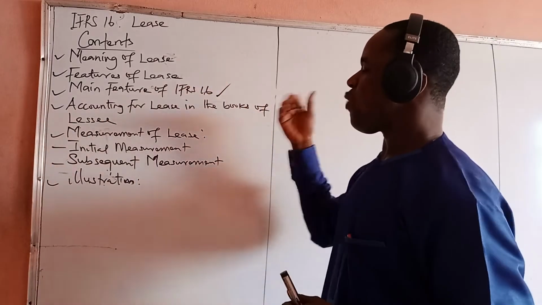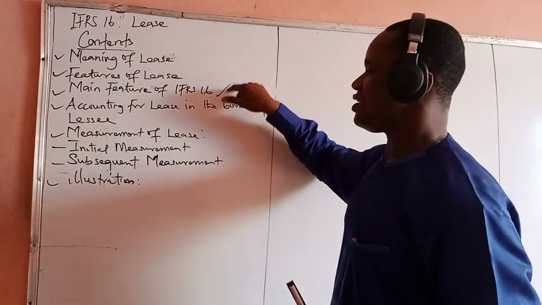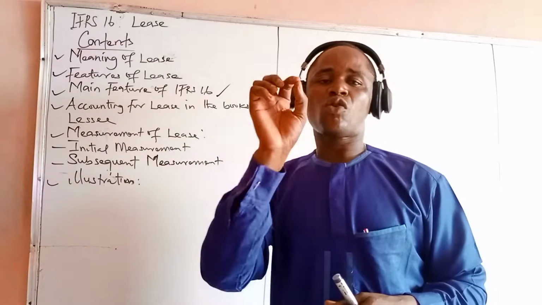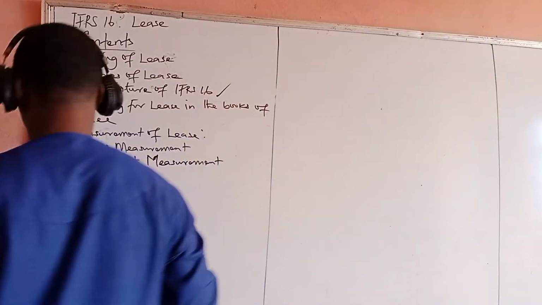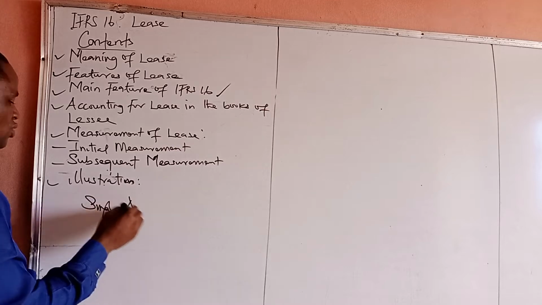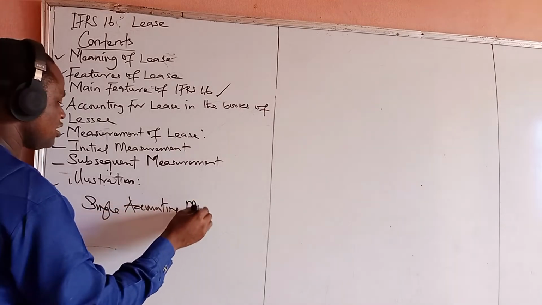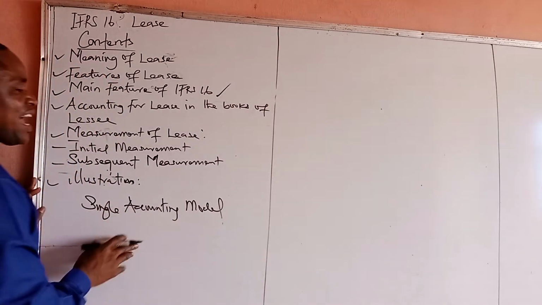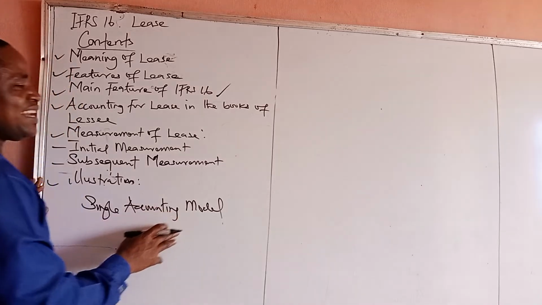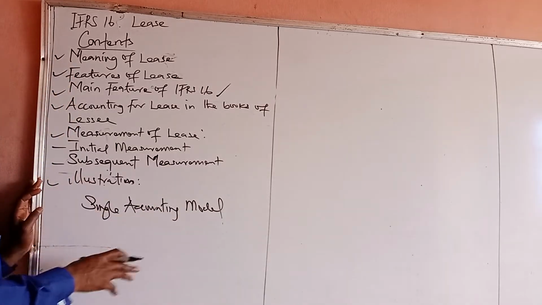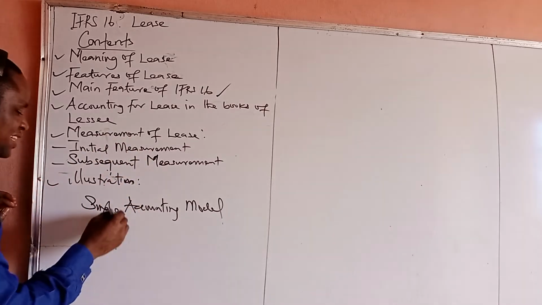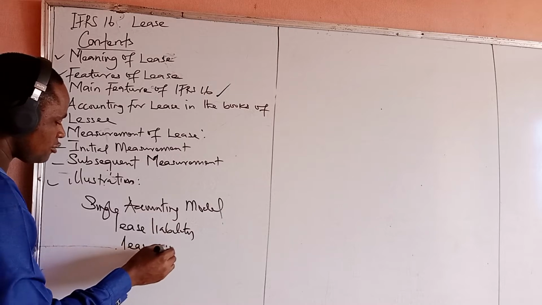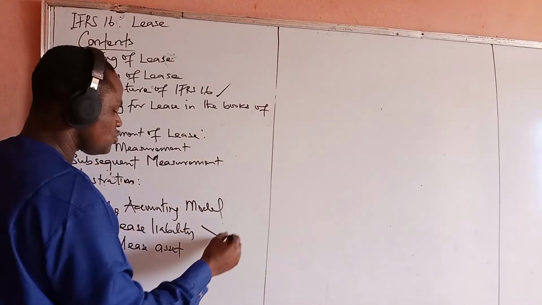What is the main feature? What is the distinction between the old IAS 17 and IFRS 16? Now, IFRS 16 comes with a single accounting model. That is, under IFRS 16, the lessee is required to recognize a lease liability and a lease asset for any lease that is above 12 months.